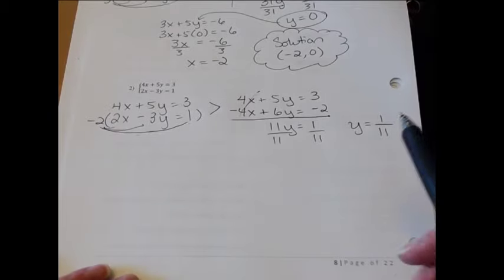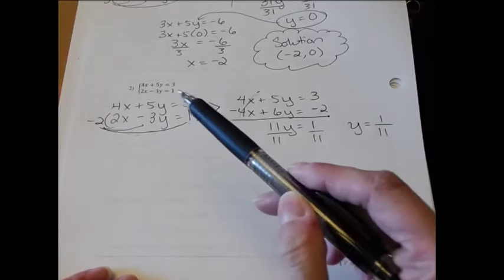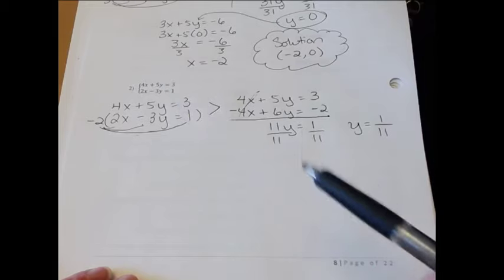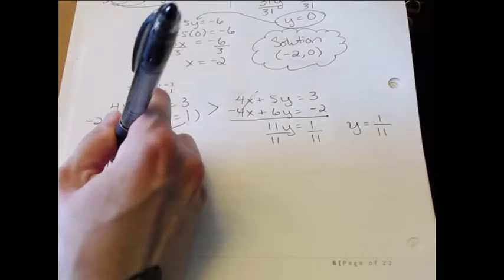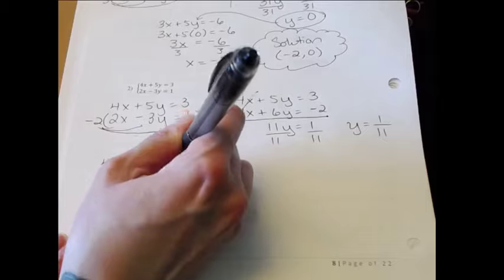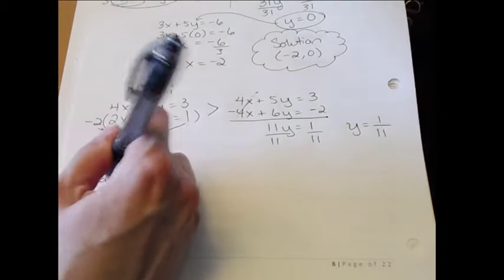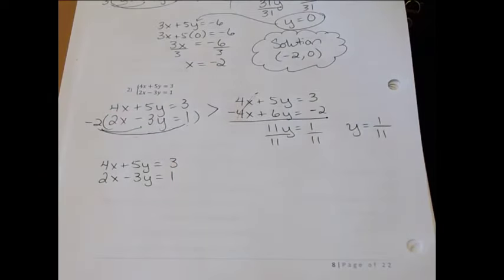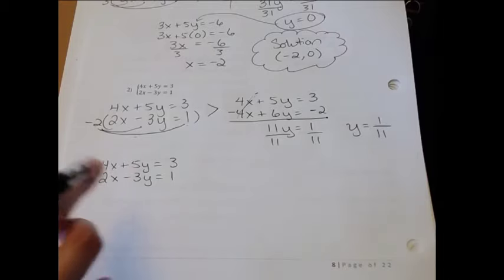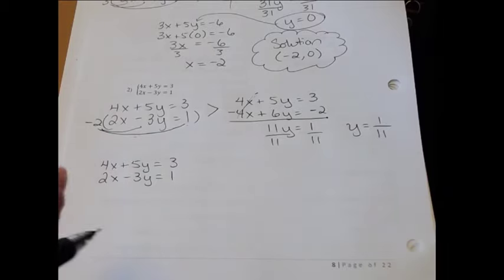What if, instead of substituting 1 over 11 in place of y and then solving, what if I started the problem again? What if I rewrite the problem? 4x plus 5y equals 3 and 2x minus 3y is equal to 1. And what if this time I eliminated y? If I eliminate y instead, I'll get x. And I can get x without ever having to plug in 1 over 11 into one of the equations.